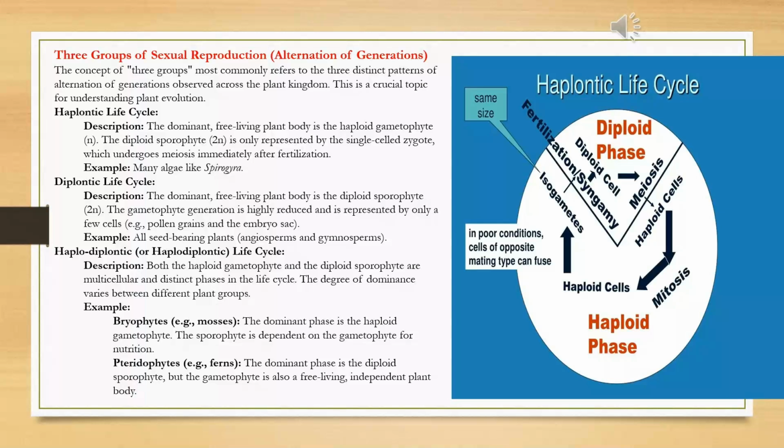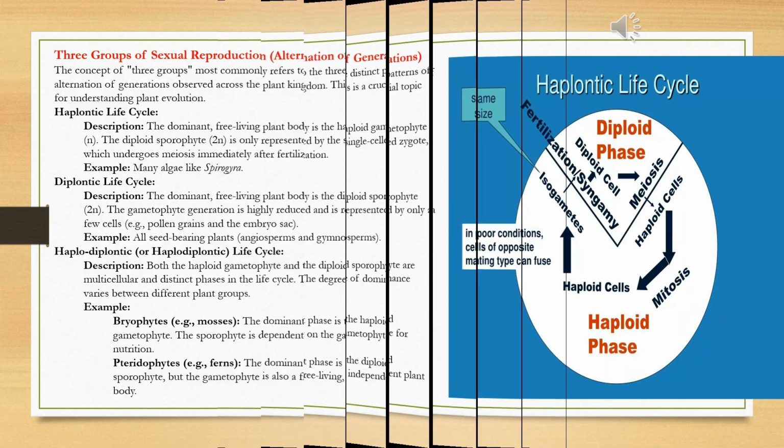Bryophytes. Example, mosses. The dominant phase is the haploid gametophyte. The sporophyte is dependent on the gametophyte for nutrition. The next one is pteridophytes. Example, ferns. The dominant phase is the diploid sporophyte, but the gametophyte is also a free living independent plant body.